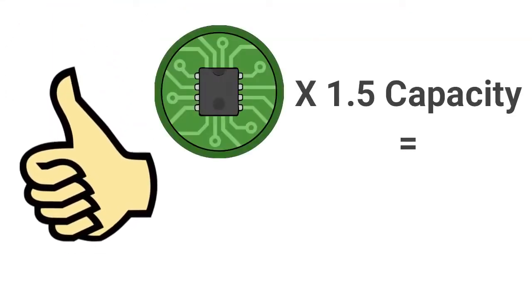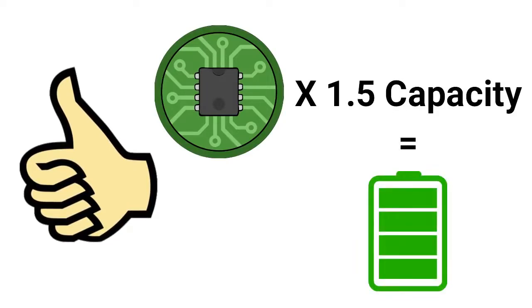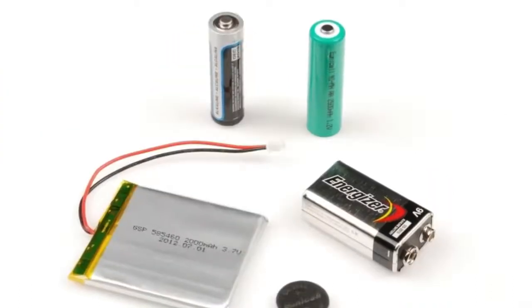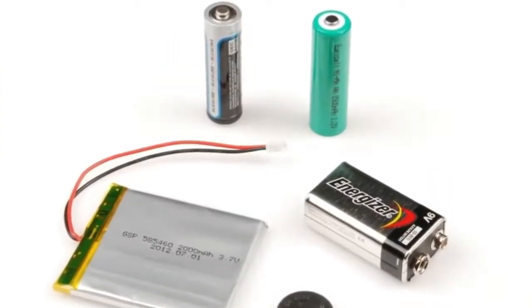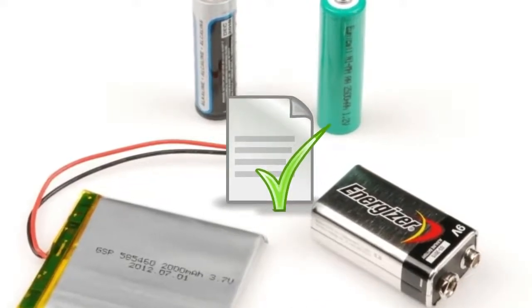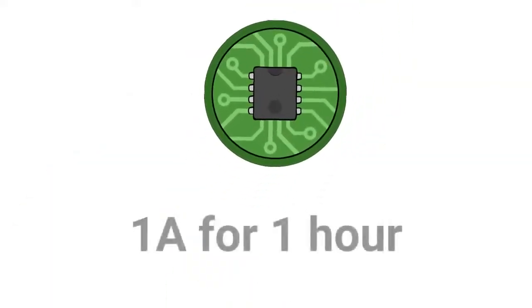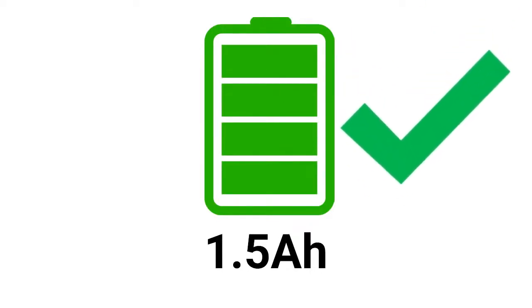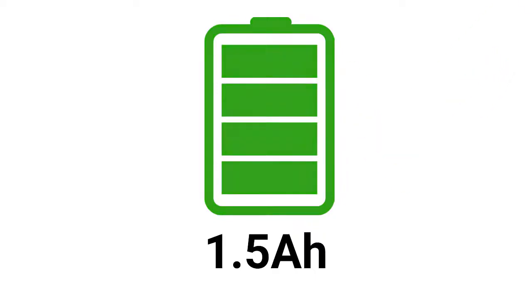As a rule of thumb, you should always choose a battery with 1.5 times more capacity than your circuit's actual consumption. Although this might slightly vary with your battery chemistry, so you might want to check its datasheet. If your circuit requires 1 ampere for an hour, then you should probably choose a battery with capacity of 1.5 amp hours in order for long-lasting battery life and optimum performance.